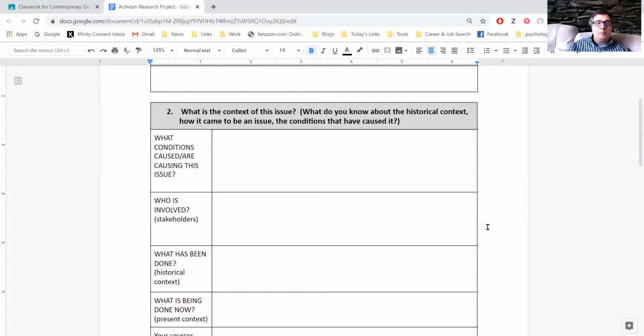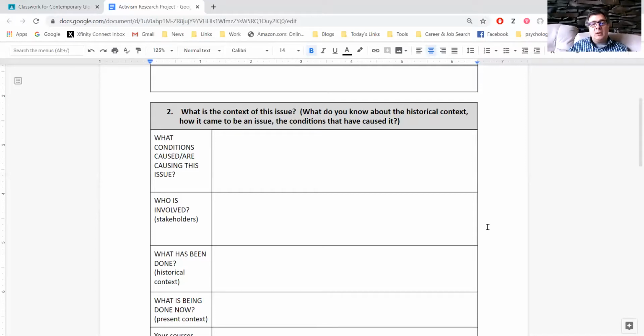Okay. Now, the second part, who's involved with this? Okay. Who are what we sometimes call the stakeholders, the people who care about it? Okay. And usually there's people on one, two, three, or more sides that care about a particular issue. Okay, so who are they? People who are for it, people who are against it, people who want to solve it in one way, people who want to solve it another way.